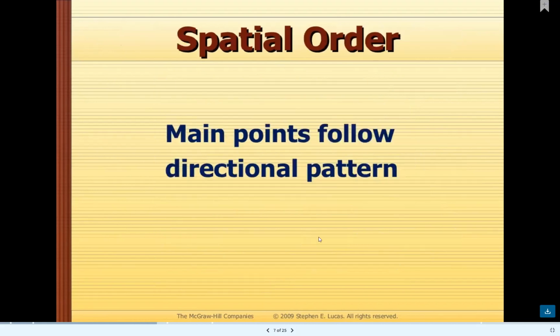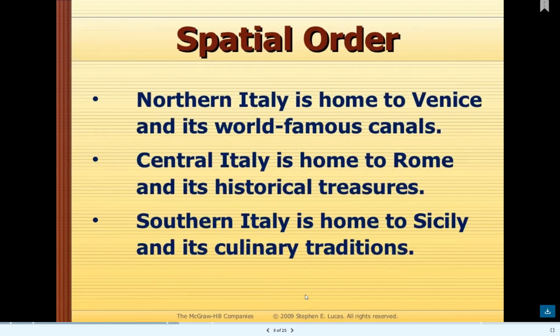And now moving on to the second way of organizing the main points of the speech, and that is spatial order. Spatial order means main points follow a directional pattern. Now here is the example of spatial order. Northern Italy is home to Venice and its world famous canals. Central Italy is home to Rome and its historical treasures. Southern Italy is home to Sicily and its culinary traditions. So first, they talk about northern Italy, then central Italy, and then southern Italy. That's what we call spatial order.